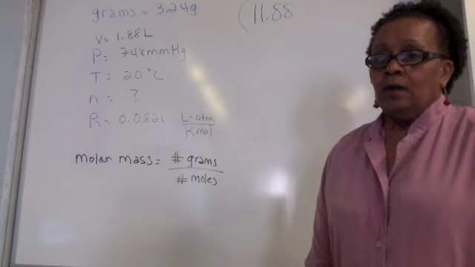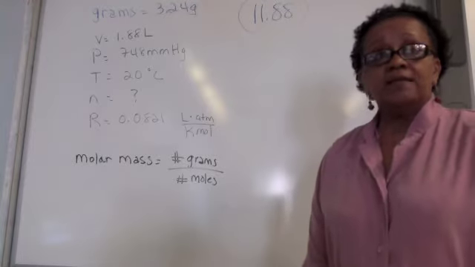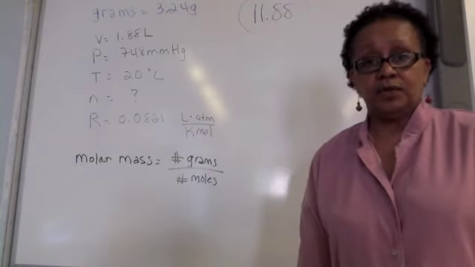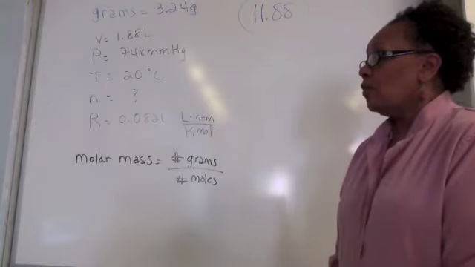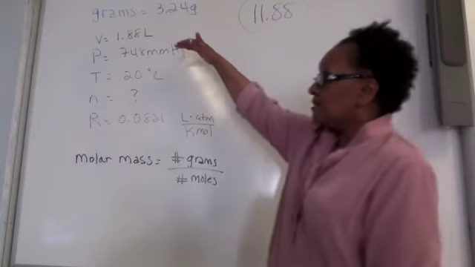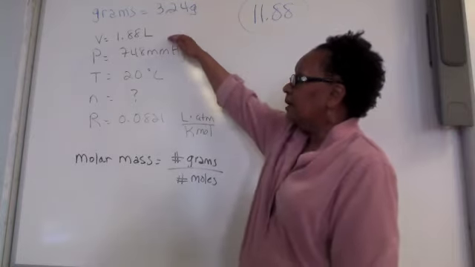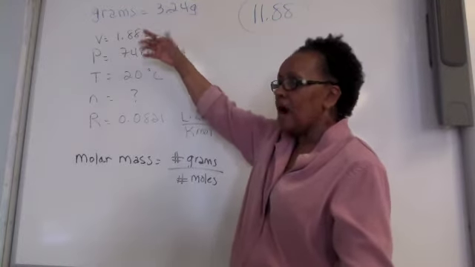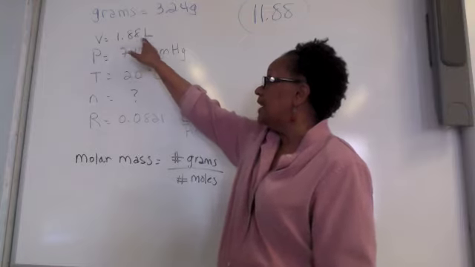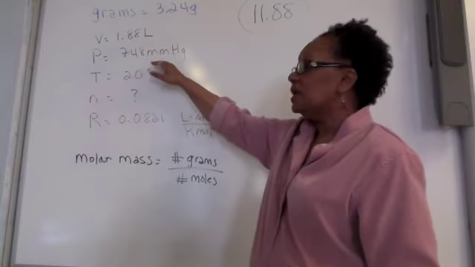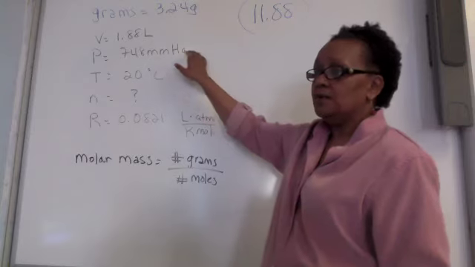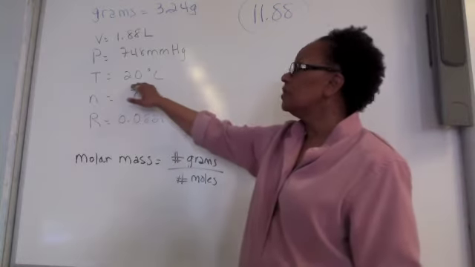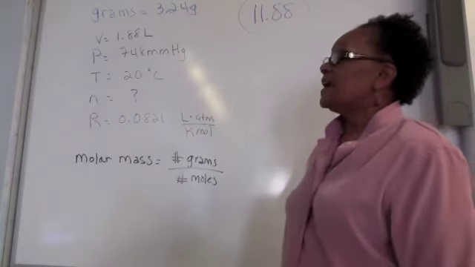Okay, to start any problem, you have to have your variables for your equation. So I have written down here what was given from the problem. It said that there was a gas, and there was 3.24 grams of that gas. That mass of the gas occupied a volume of 1.88 liters, and it was at a pressure of 748 millimeters of mercury and a temperature of 20 degrees. Okay, that's all that was given.